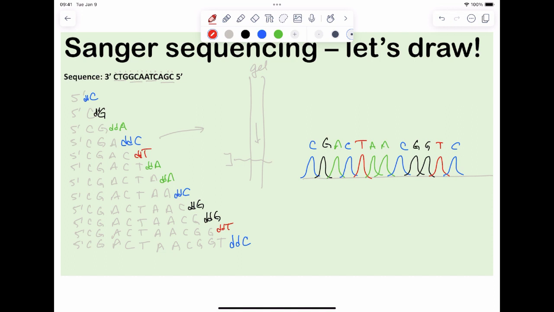Meaning, if I saw this, actually it wouldn't be that high. It would be like that, where I had a C, but also a whole lot of T present, we actually wouldn't even say what it is. We would take a guess, and what we'd actually probably write is a Y. Y for pyrimidine. I see C and I see T, and I don't know which one's supposed to win, so I'm not going to take a guess.